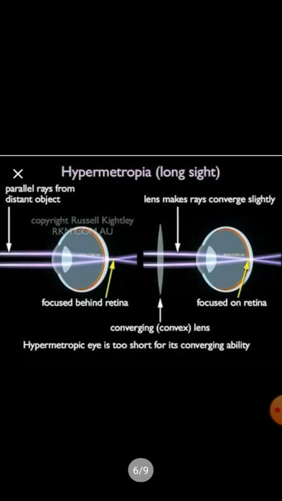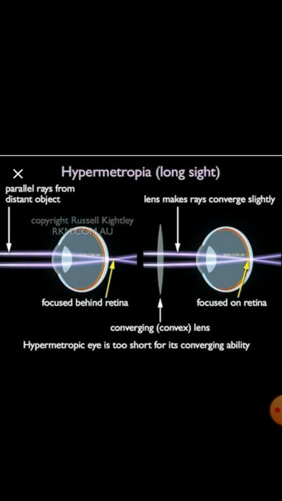This defect can be corrected by using a convex lens of suitable power. It helps to form the image on the retina. Convex lens is placed in front of the eye lens. The rays of light coming from the nearby object placed at the normal near point are first converged by the convex lens. Due to this, the convex lens forms a virtual image of the nearby object, which is at the near point of hypermetropic eye.